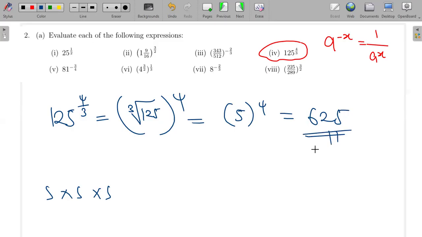Okay, so these are basic and very simple. So try this one, this one, this one, and this one out. And then you can share the solutions with me.